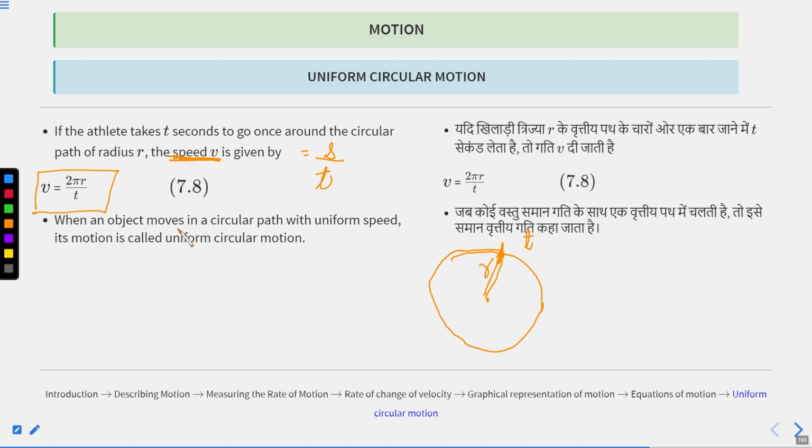When an object moves in a circular path with uniform speed, and uniform speed is an important word here, speed is constant, only direction is changing continuously. This type of motion is known as uniform circular motion. Clear, class? This is the definition of uniform circular motion.